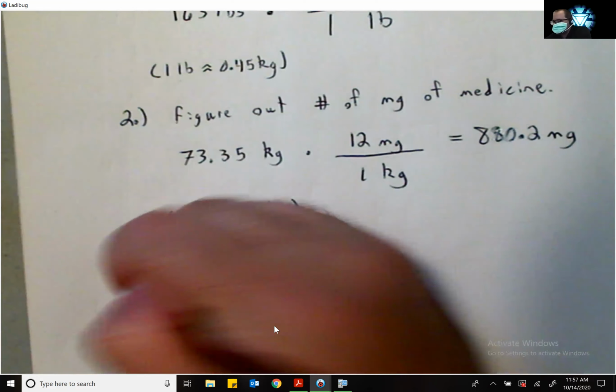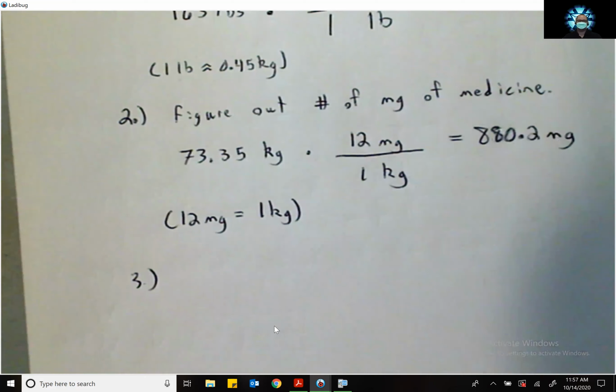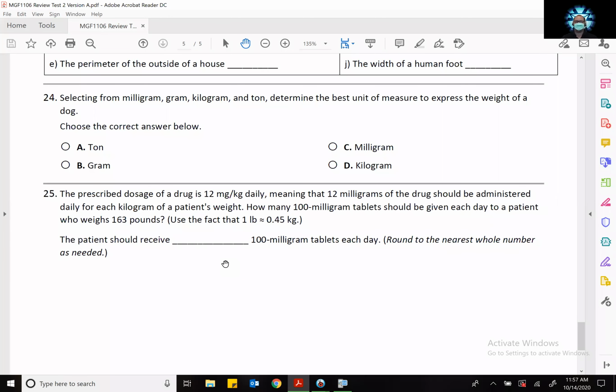So now we're on the last piece here. What are we figuring out now? So the patient should receive 808.2 milligrams each day. So I have to round to the nearest whole number. Would that mean make it 881? No, we're not there yet. There's one more step we've got to do.